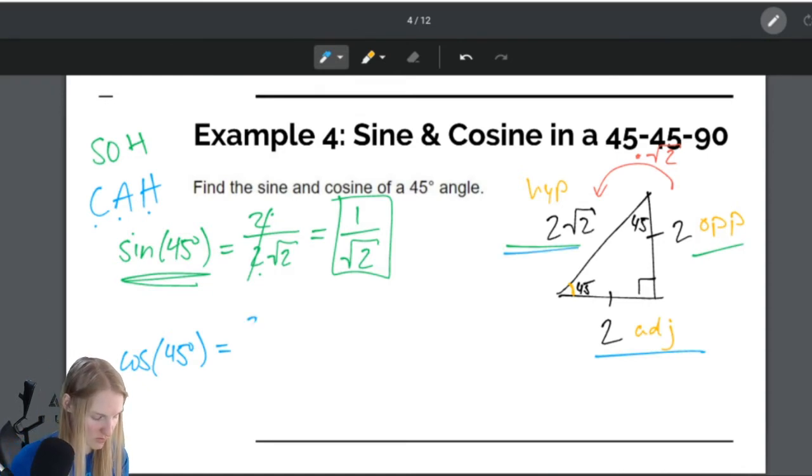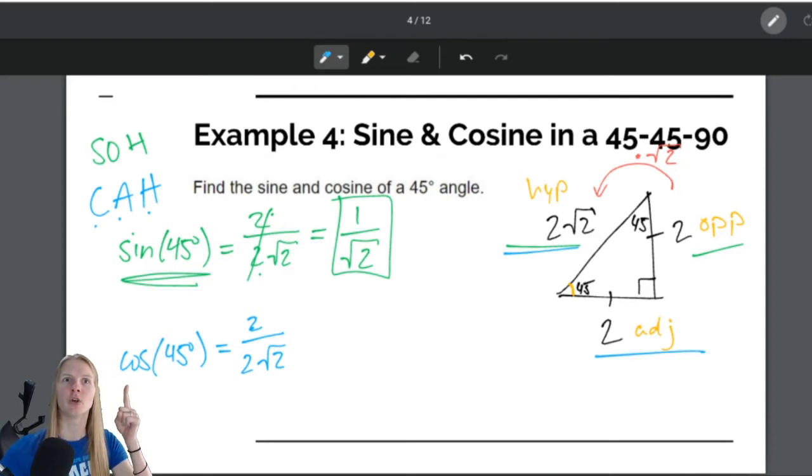So adjacent over hypotenuse. Wait a minute. Those two things look exactly the same. Did we make a mistake? Did we do something wrong? No, we didn't. The sine of 45 degrees and the cosine of 45 degrees are one and the same. They are the exact same number.